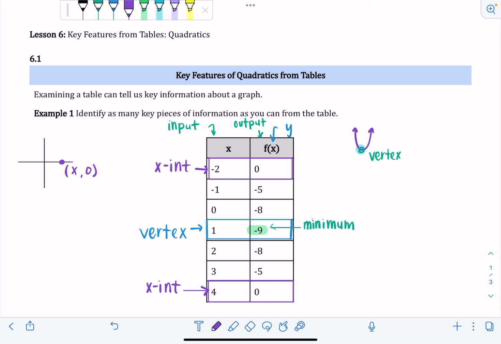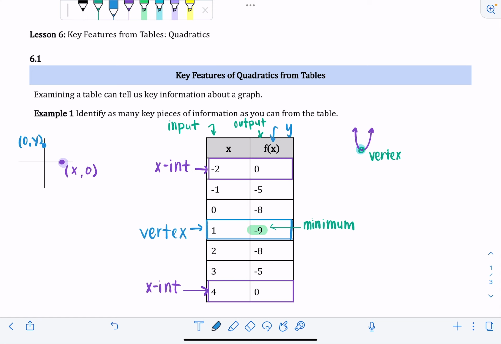So x-intercepts are anywhere where the y value is 0, because that's what makes it so that we don't go up or down with our point. We just stop exactly on the x-axis. And then for a y-intercept, it would be the point 0, and then whatever the y value is, because we're not going left or right, so the x value would have to be 0.